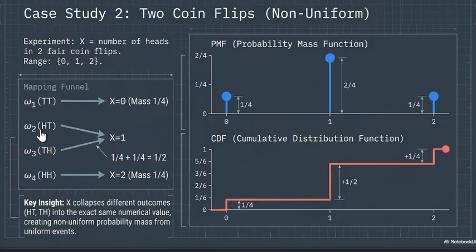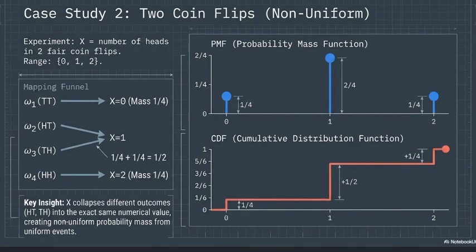Then when head and tail, or tail and head comes, X is equal to 1. And when both heads come, X will be equal to 2. Now just put the values and you will see that the probability of X equals 0 is 1 by 4. Probability of X equals 1 is 1 by 2. And probability of X equals 2 is 1 by 4.